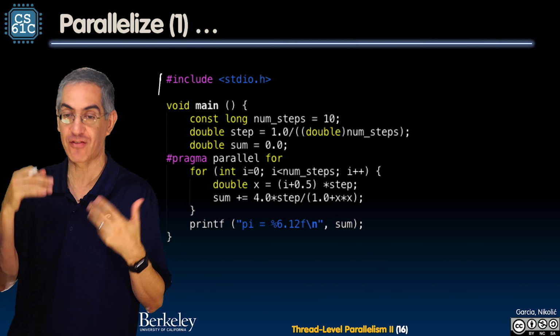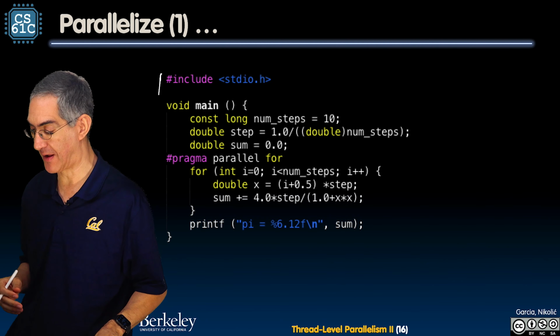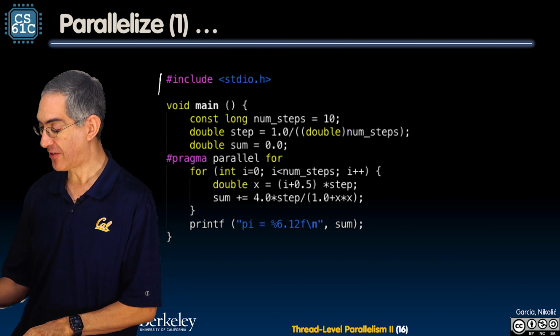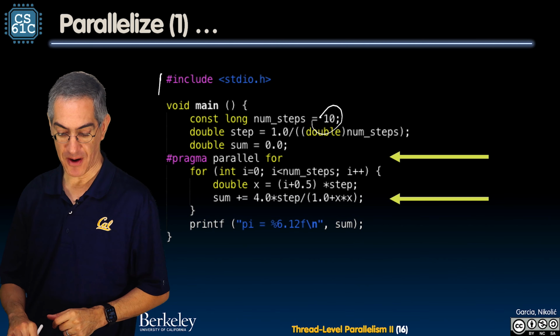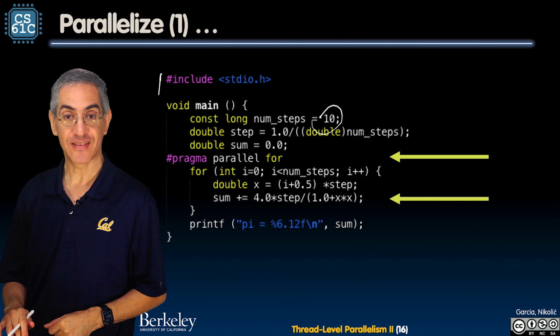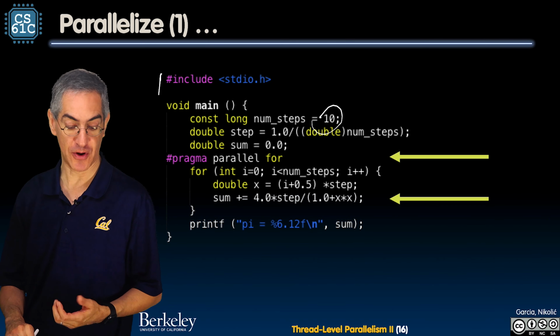I love this. Isn't it nice? 2 lines I add, and this thing is now parallelized. Num steps is still 10, and we can see what happens. Here we go. Here's my parallel for. I'm going to sum plus equals. Let's see what happens here. All right, it looks pretty good.